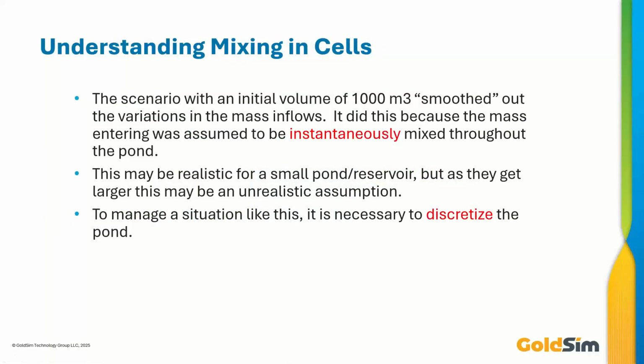Again, we smoothed out the variations when we had this large pond. And the reason we did that, keep in mind, is that we're instantaneously mixing the mass through the entire volume. So the larger the volume, right, the more we're smoothing out that mass. But in the real world, this may not be realistic, right? If you had a very small pond or a reservoir, it may be realistic that the whole thing becomes well mixed. But in other cases, it may not be realistic at all.